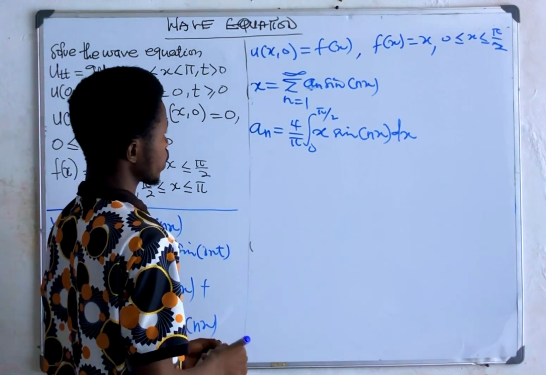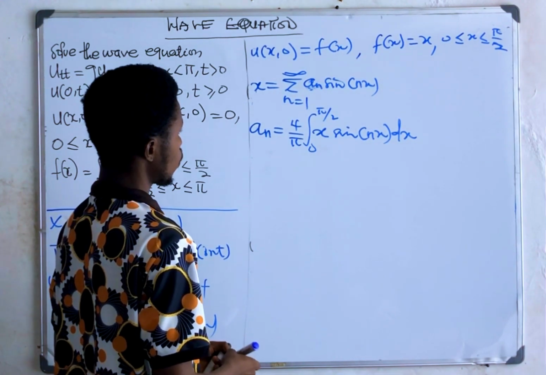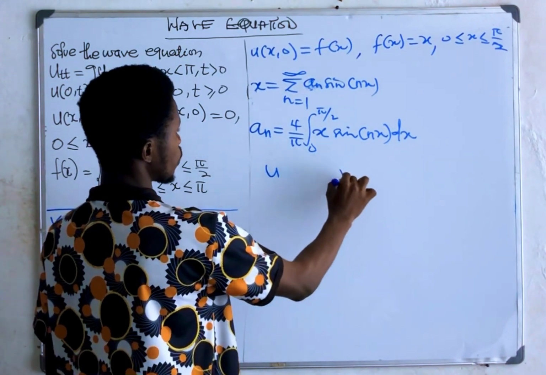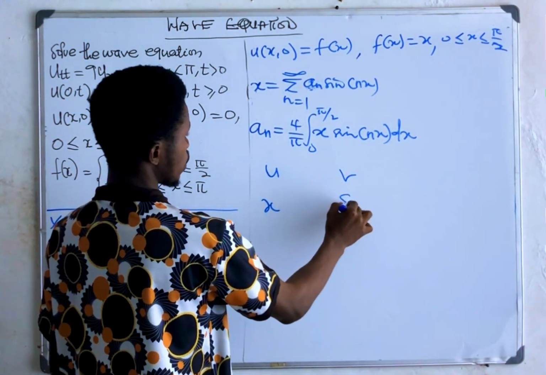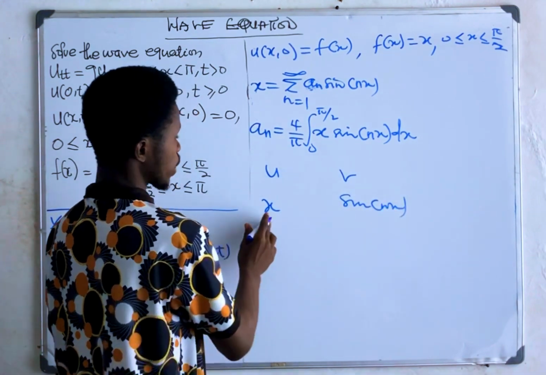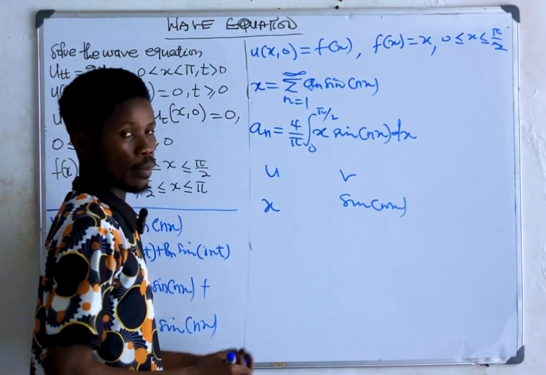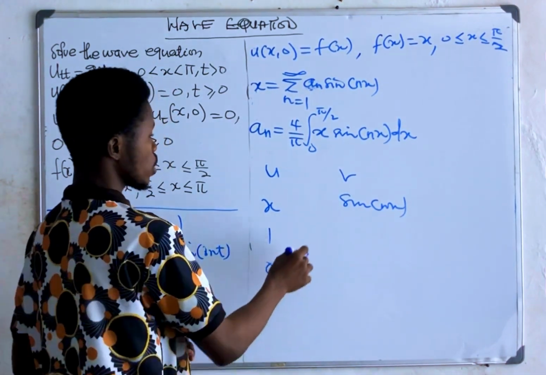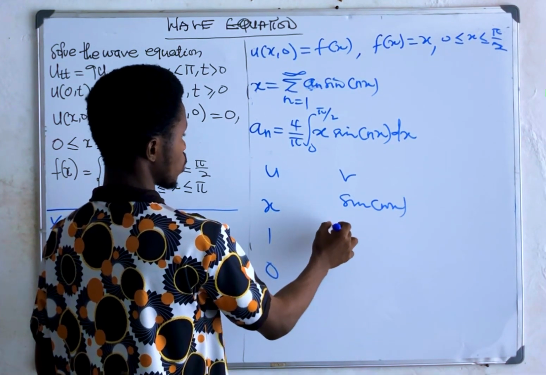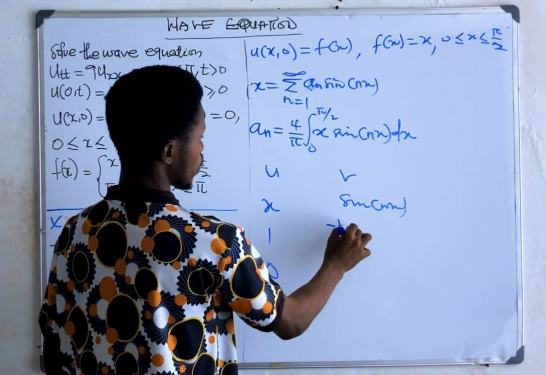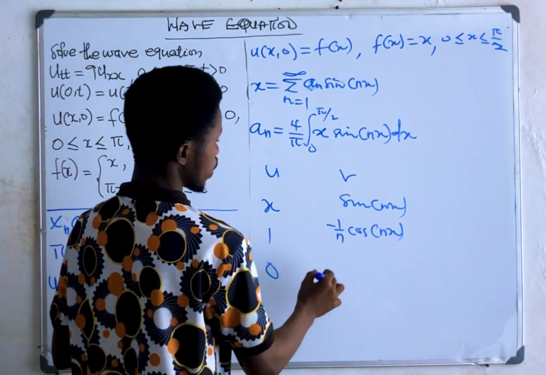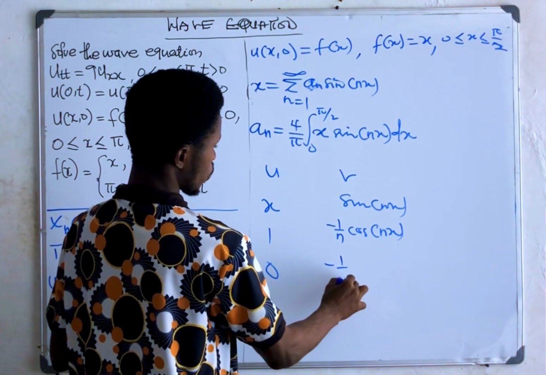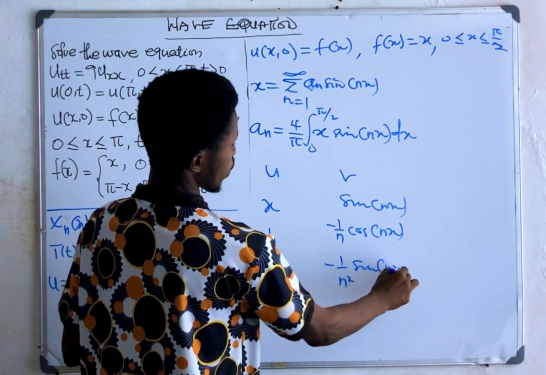So let's see how we can integrate this one. u, then v. This will be my x, and here will be my sine nx. Because it can be terminated, look at the number of times I'm going to differentiate this: 1, 0, 2 times. So I have to integrate this one two times. The first one is going to give me negative 1 over n cos nx, right? The second one is going to give me negative 1 over n squared sine nx.